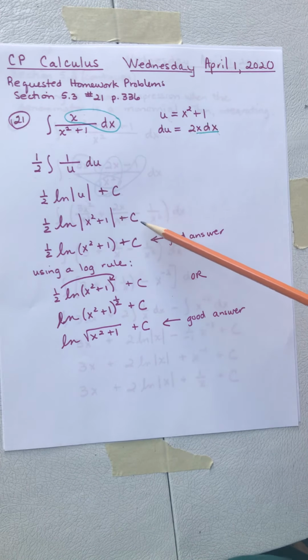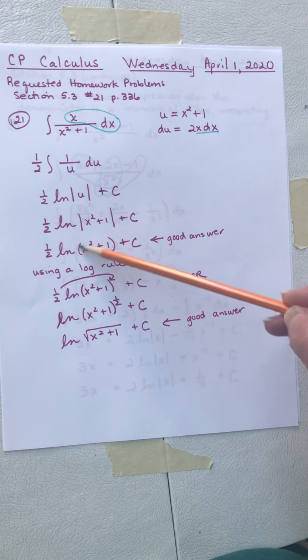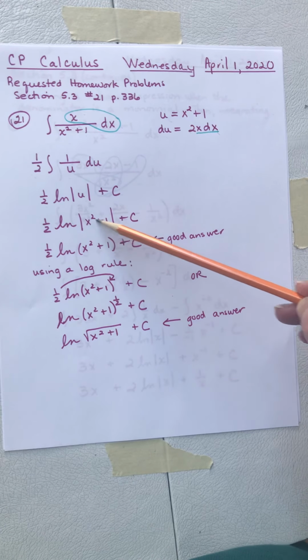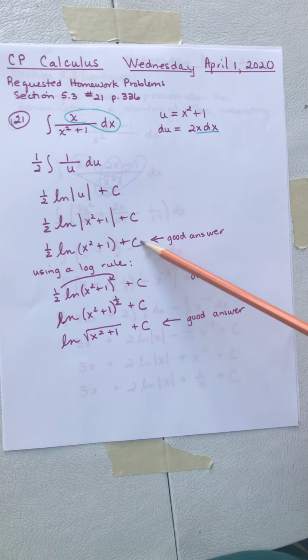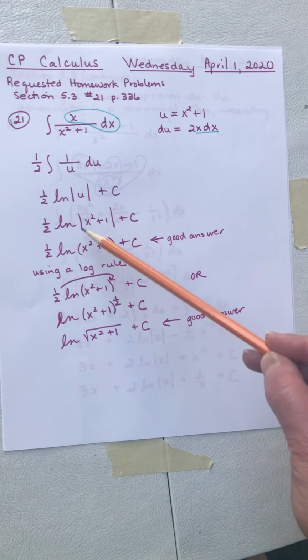But we don't need the absolute values. If you have them, that's fine. But we really can just put parentheses around them because x squared plus 1, no matter what x value you put in, is always positive. So I would accept this answer, but this is actually a little bit better without the absolute values. 1/2 ln of the quantity with parentheses, x squared plus 1 plus c.